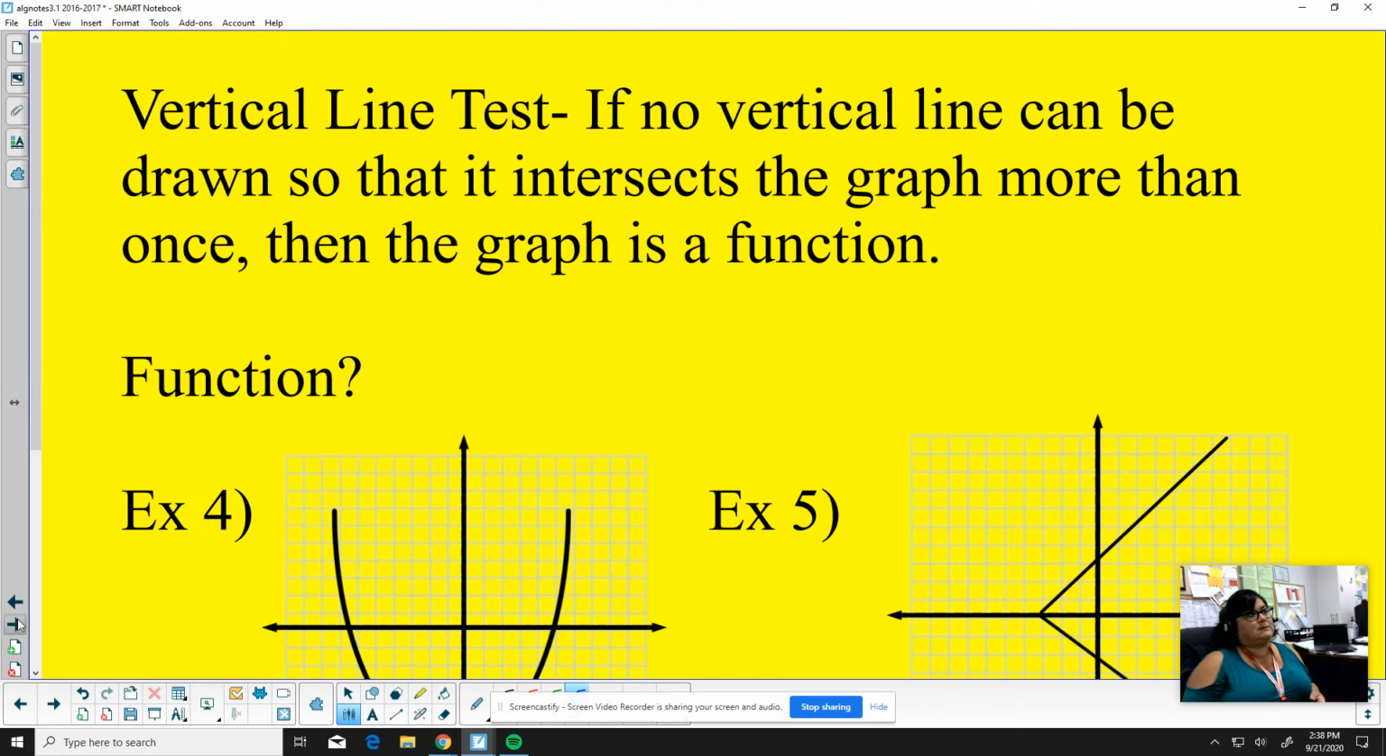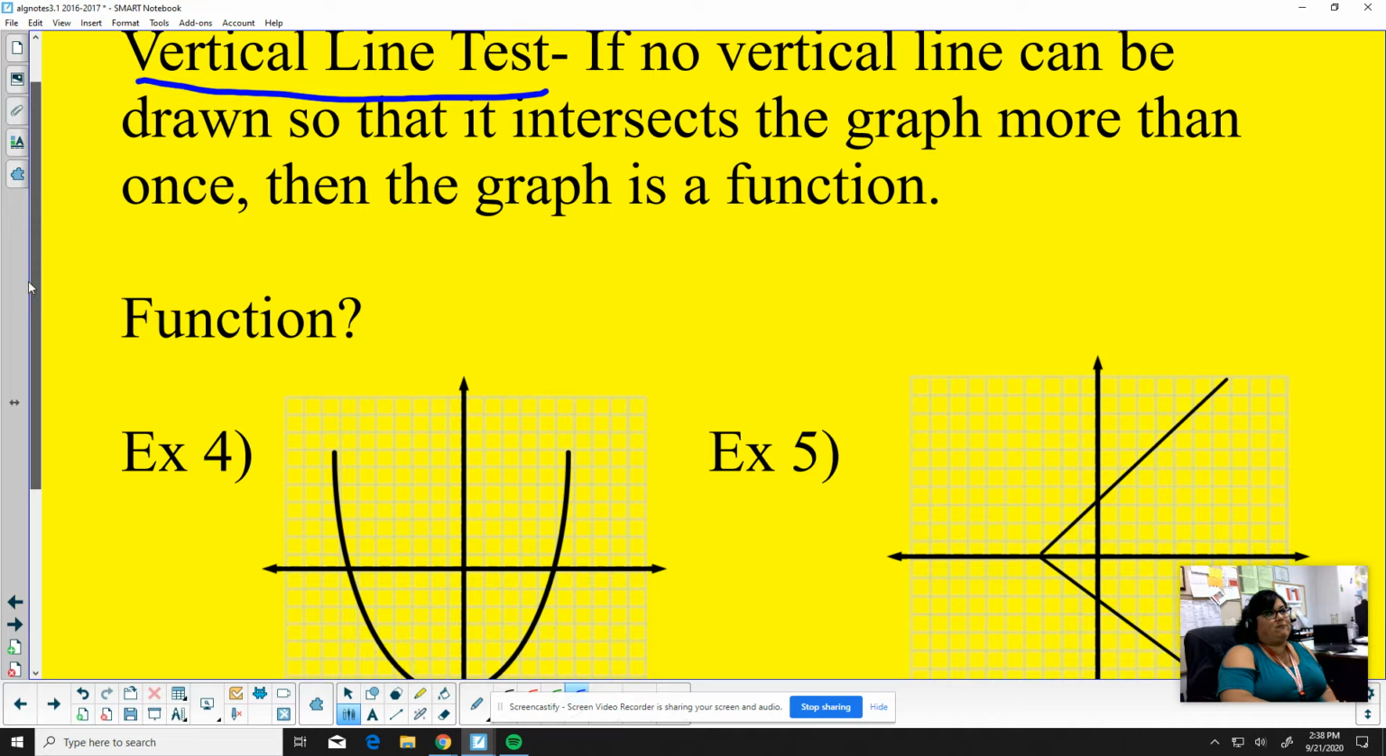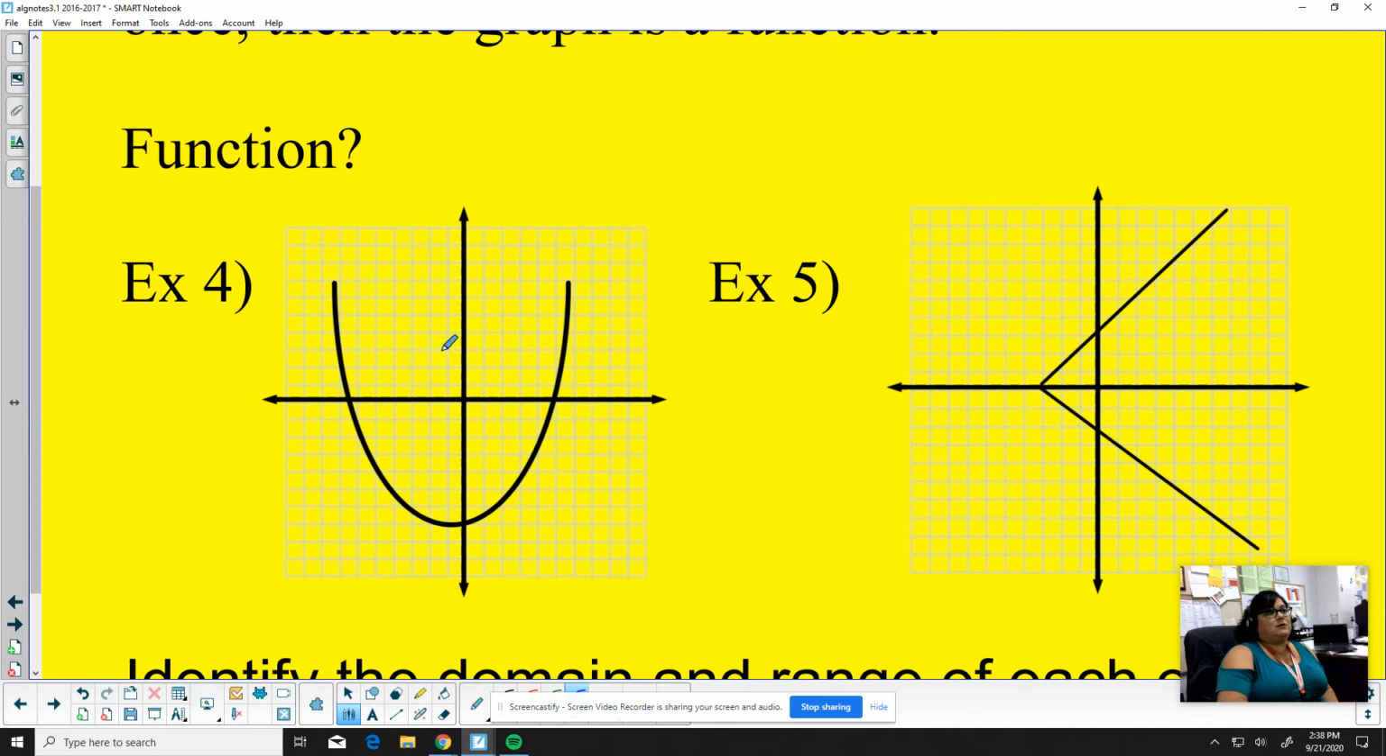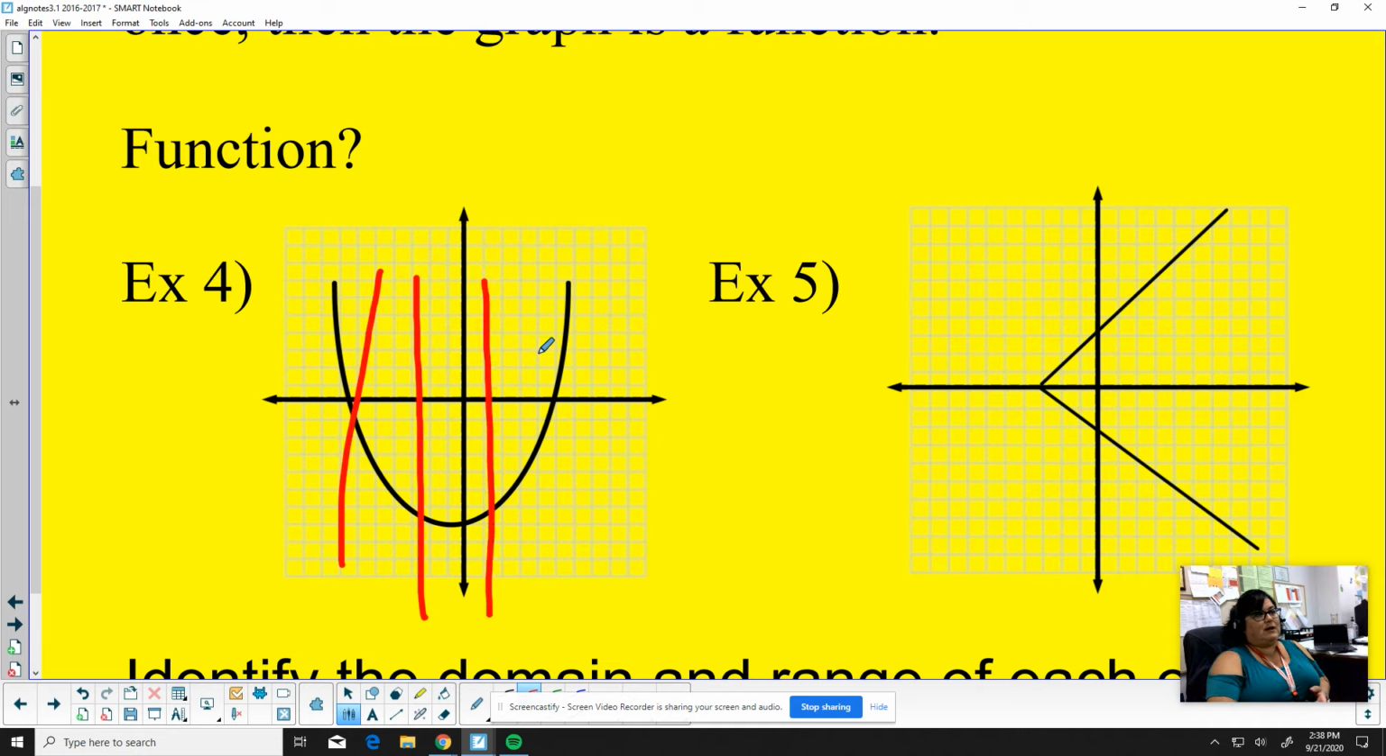Okay, let's go to the next page. So you did the vertical line test in pre-algebra. Let's see if you remember. It says if no vertical line can be drawn so that it intersects the graph more than once, then it's a function. So if I look at this parabola right here and I draw a vertical line anywhere on it, straight up and down, no matter where I draw it, it only hits the graph one time. And what I mean by the graph is the parabola. Then it's a function. So yes, this is a function.